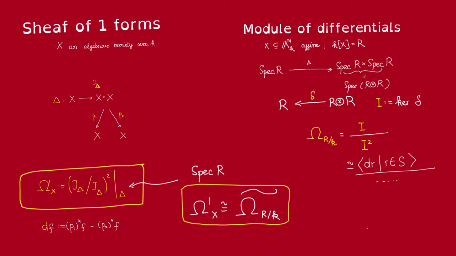Alright, but then we say that we want to define this because this is going to be easier to compute. So how is it easier to compute? Well, we're going to now give some explicit description of this.